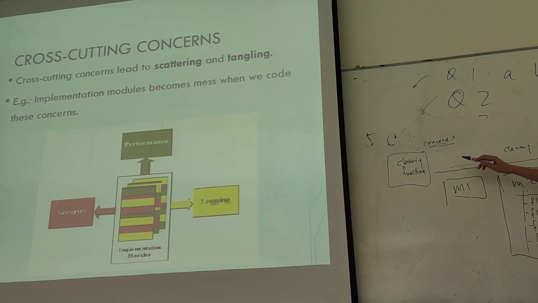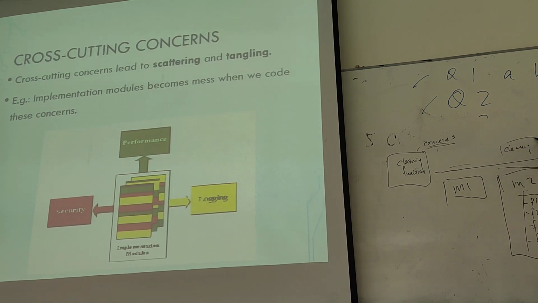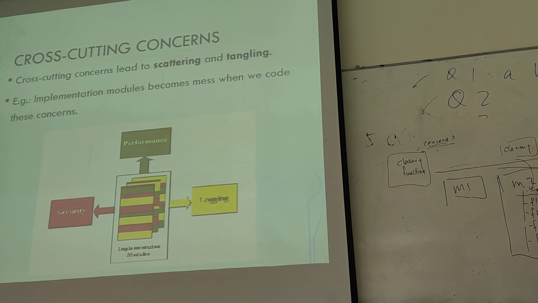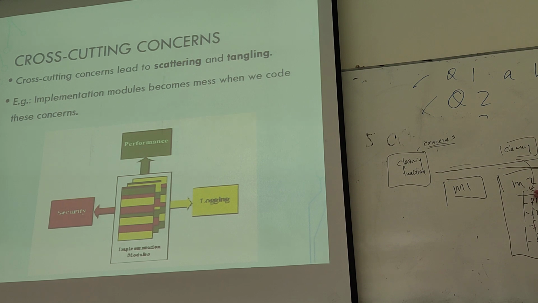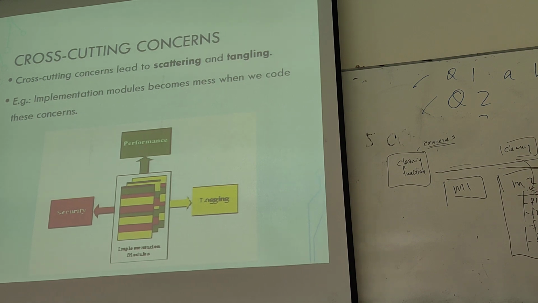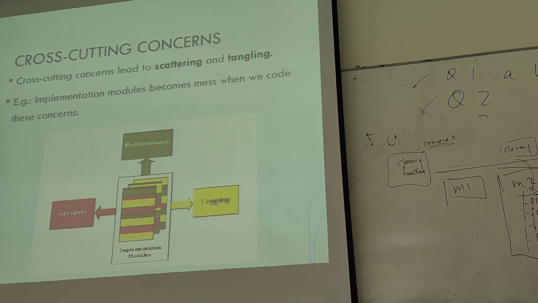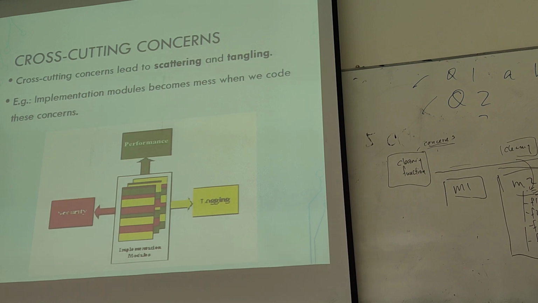Imagine this cross-cutting function, you implement the code here. This one is supposed to perform one function, one task, but then it performs more than one task. Understand? It makes the code become very complex and increases the dependency. So this is called tangling.